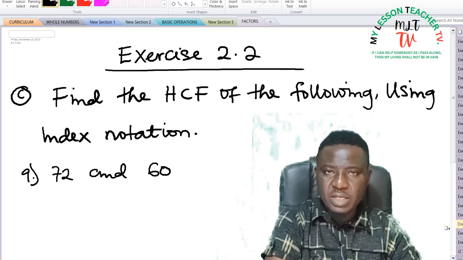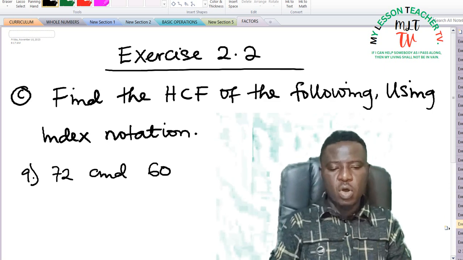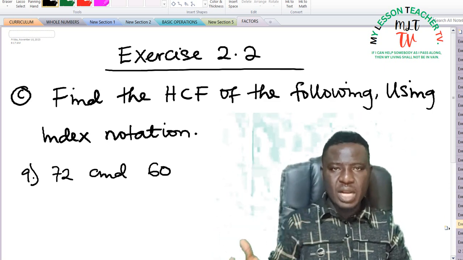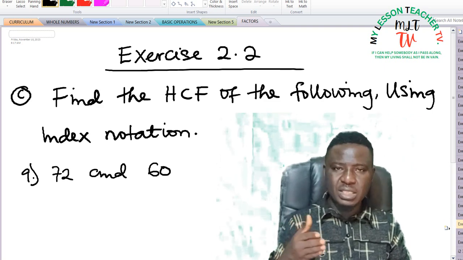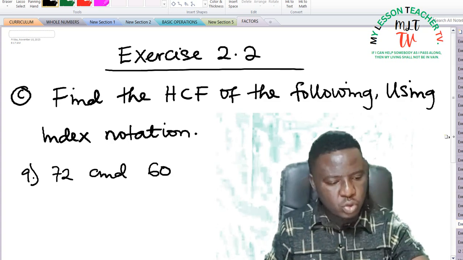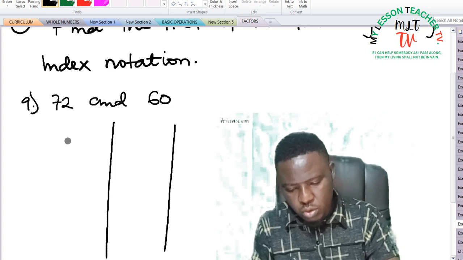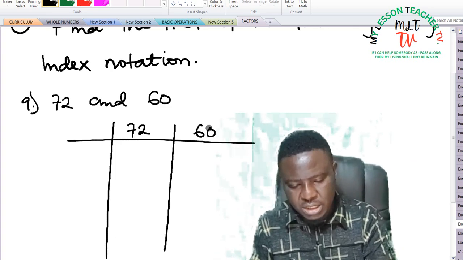Question 9 on exercise 2.2c says we should find the highest common factor of the following using index notation. Just like we did in the other exercises, we shall divide 72 and 60 by their common prime factors. So, using the division table, we have 72 and 60.